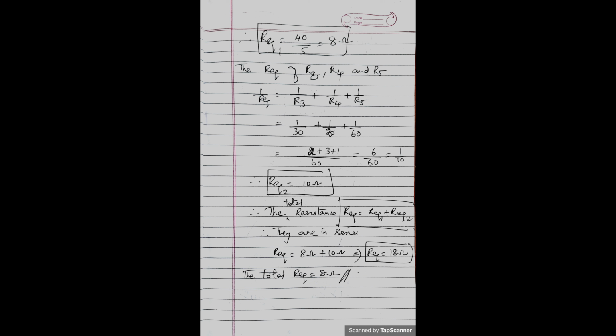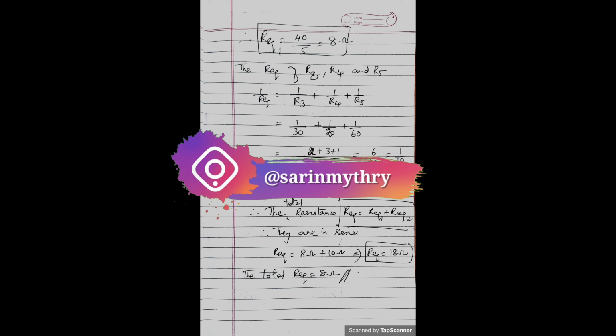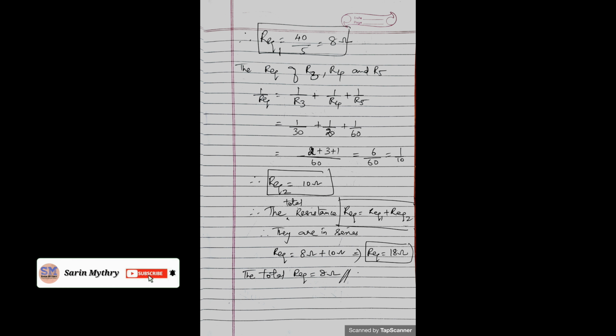In the same way, we find out the R equivalent of R3, R4 and R5. Now the formula becomes 1 by R equivalent equal to 1 by R3 plus 1 by R4 plus 1 by R5. We know the values of R3, R4 and R5, so substitute here. You get 1 by R equivalent equal to 1 by 30 plus 1 by 20 plus 1 by 60. Do the LCM, and you will get 1 by R equivalent equal to 6 by 60, that is equal to 1 by 10. Therefore, R equivalent will be the reciprocal of that, R equivalent equal to 10 ohms.